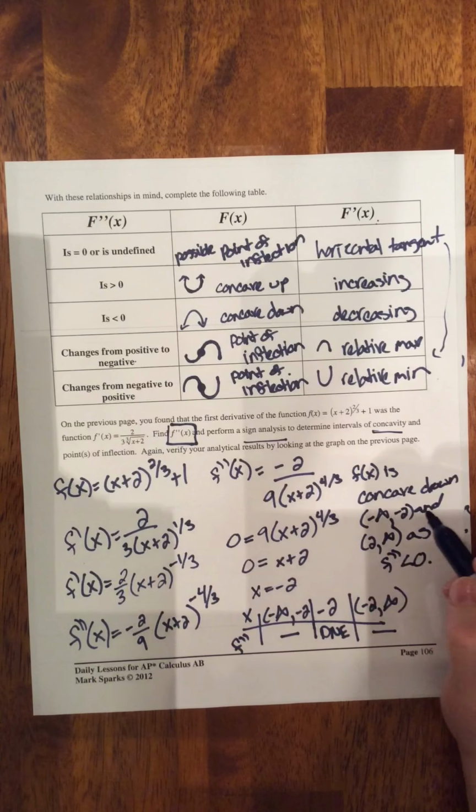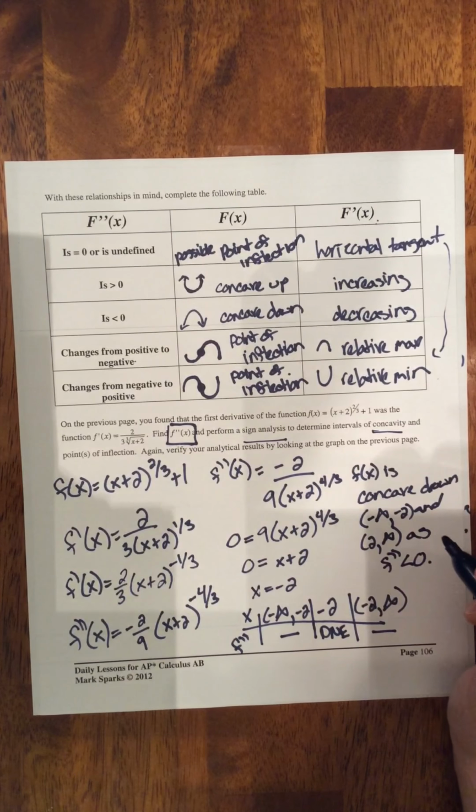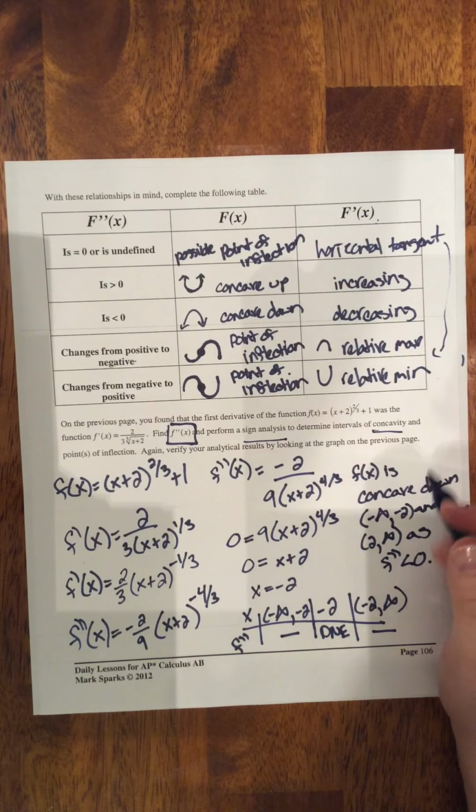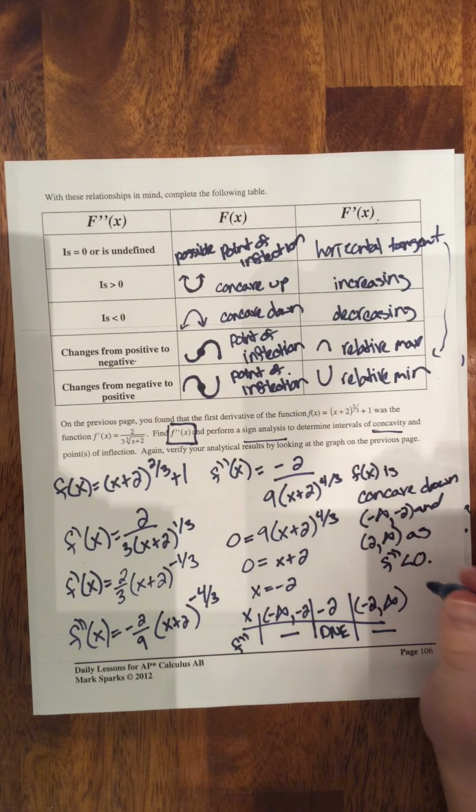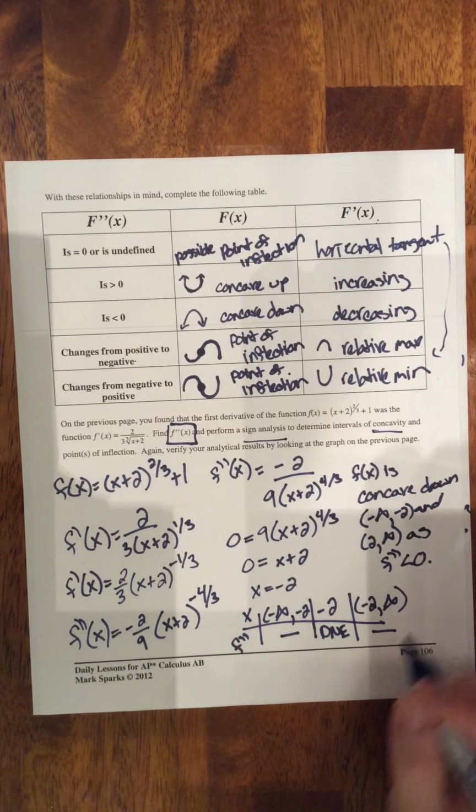It says points of inflection. There's no place on here where f double prime changes from positive to negative or vice versa. So none of those things are true. If I had more room and I wasn't writing in a big marker big enough for you to see, I would probably write that down.